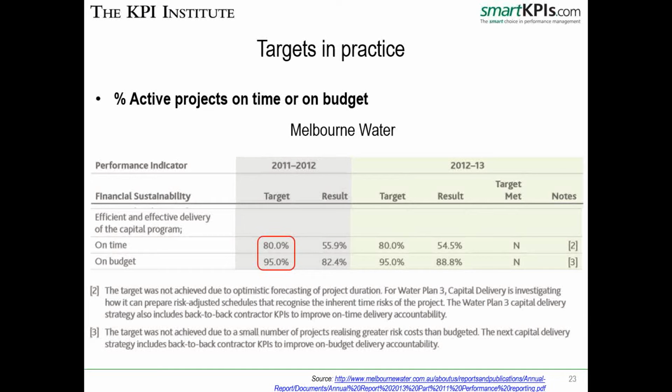If it is, however, to mix these two KPIs in a single KPI, percentage of active projects on time and on budget, probably the desired target will be somewhere around 60 to 70%, because it's harder to have all projects both on time and on budget.